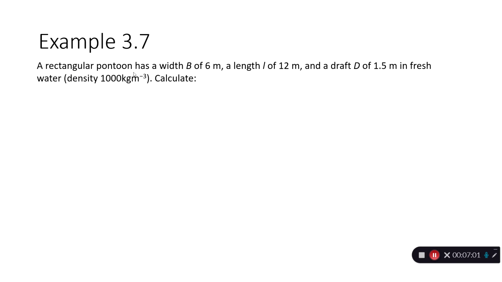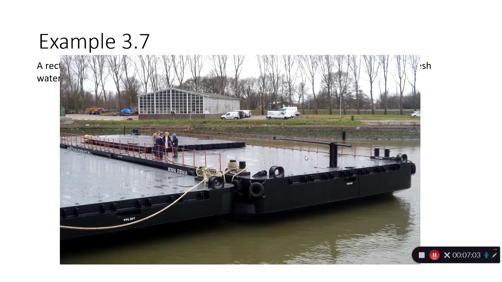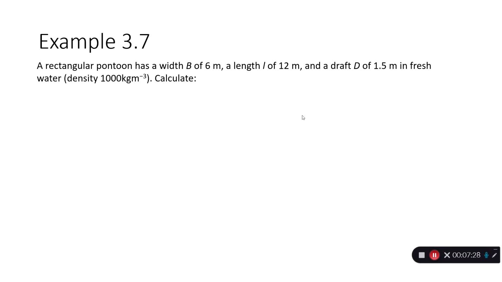So what is a pontoon? You might be wondering. I have a picture here. Okay, this is a very large pontoon, basically a square, a floating dock. Normally it's in rectangular shape or square. So this is a pontoon. Just imagine this is 6 meters, this side is 12 meters, and the part that is underwater is 1.5 according to this question. So you have to calculate first the weight of the pontoon.